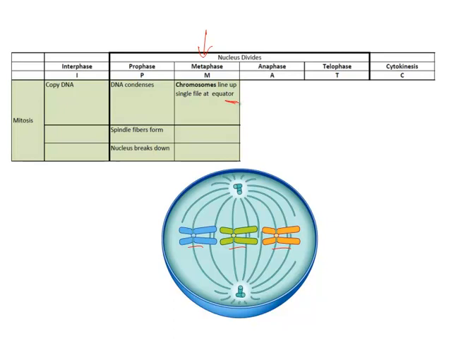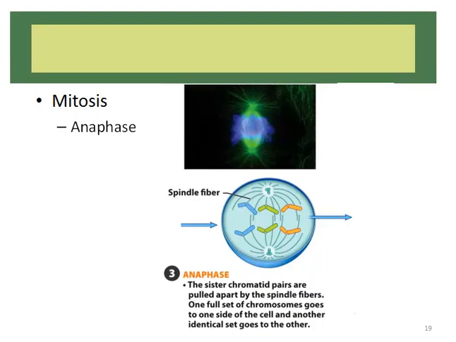So that's what happens in metaphase. Next part of mitosis would be anaphase. And in anaphase, those centromeres that have been holding our green and orange and blue chromosomes together let go and allow those chromosomes to move towards opposite ends of the cell. So you can think of it as those spindle fibers are pulling them towards opposite ends of the cell.